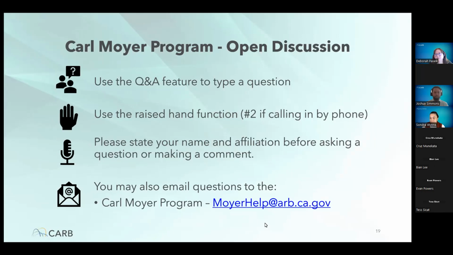Due to time, we'll move on to the next Q&A. Our next Q&A is from an anonymous attendee. To align with ACF requirements, will CARB Moyer programs move towards only accepting ZEVs for the vehicle grant programs?